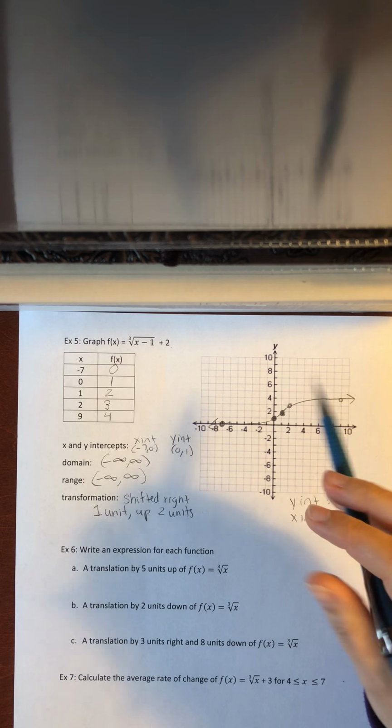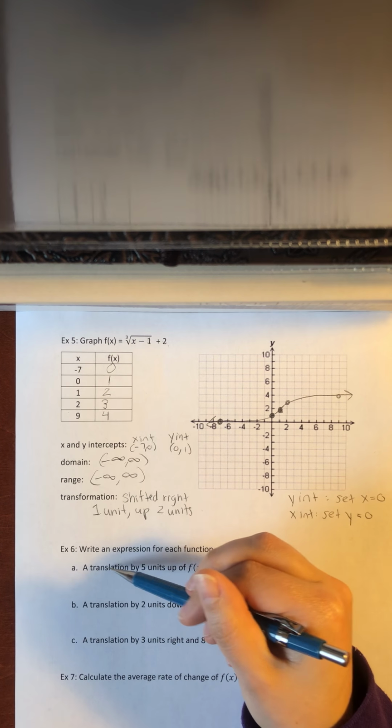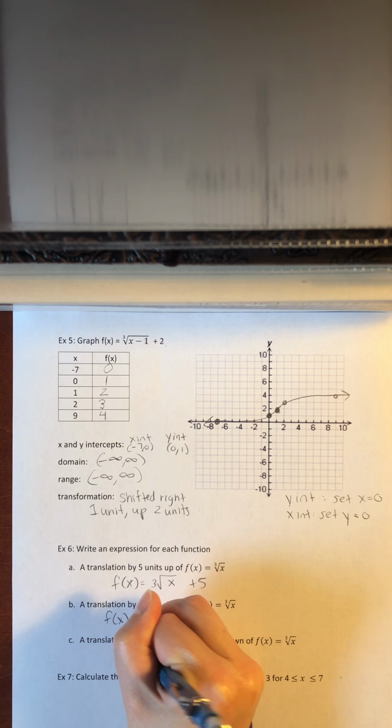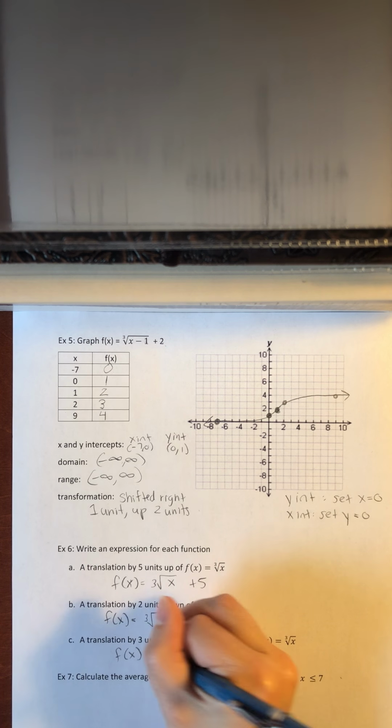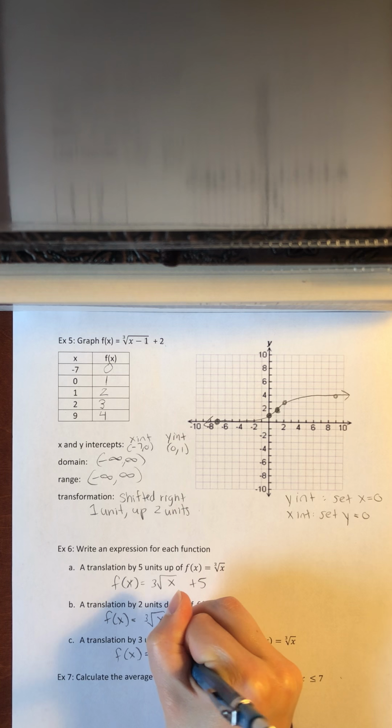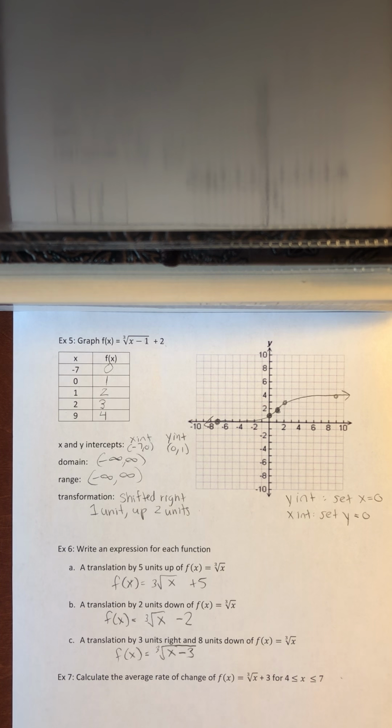Okay, write an expression for each function. So this one, a translation 5 units up, so that would be f of x equals the cubed root of x plus 5. For this one, 2 units down would be f of x equals the cubed root of x minus 2. And for this one, f of x equals this 3 units right. So 3 units right, remember it's the opposite of that, so it would be minus 3 under the radical. And then 8 units down, minus 8.